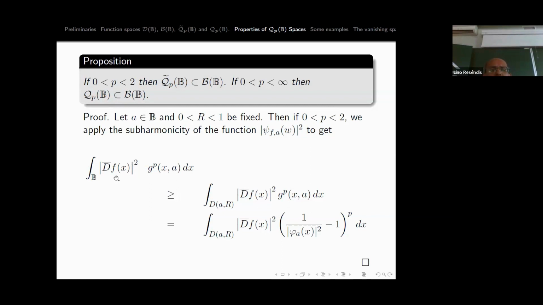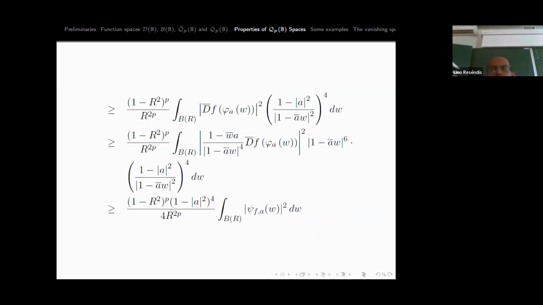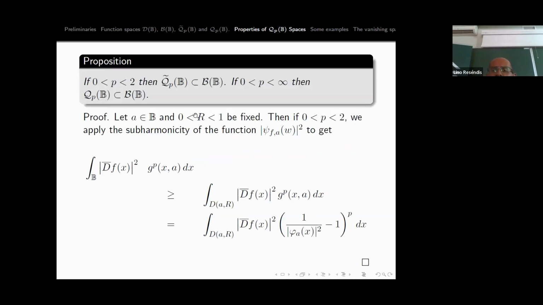Then we estimate from the definition of the Qp condition, okay, we estimate. First of all, instead of integrating over the unit ball, we integrate over this smaller set. Then this is immediate, okay. Then here we use the definition of the function g, this wave function. Okay, and now we estimate the weight. We make some change of variable here.